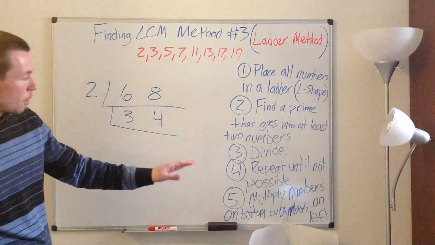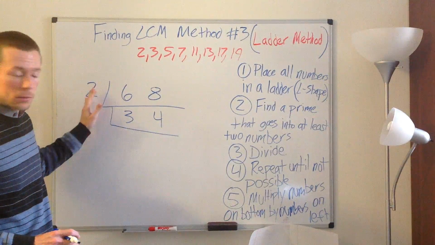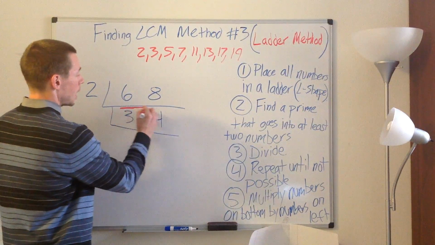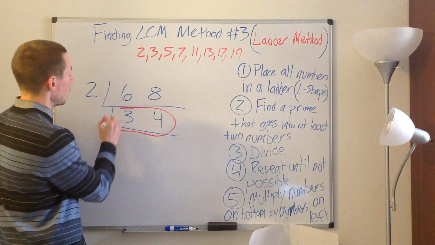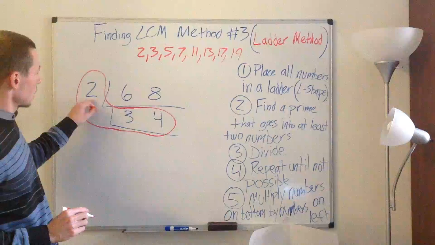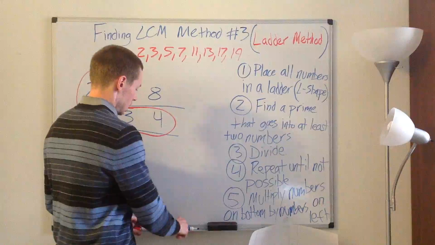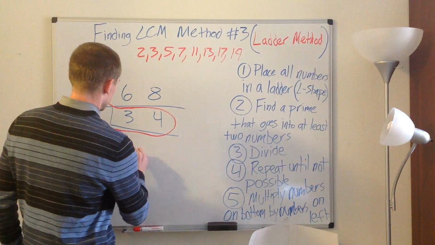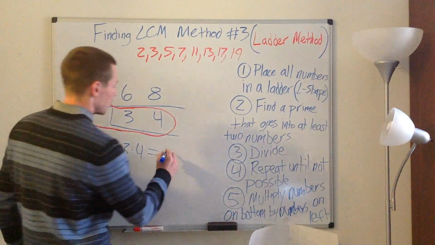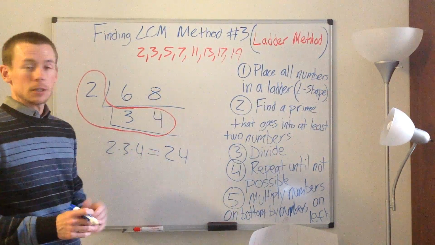Step 5: multiply the numbers on the bottom by the numbers on the left that you took out. Let me say that one more time and circle it. The numbers on the bottom, multiply by any and all numbers you took out. The number on the left that you took out was a 2, and we have a 3 and a 4. 2 times 3 times 4 is our answer. 2 times 3 is 6. 6 times 4 is 24. And now we have found it.